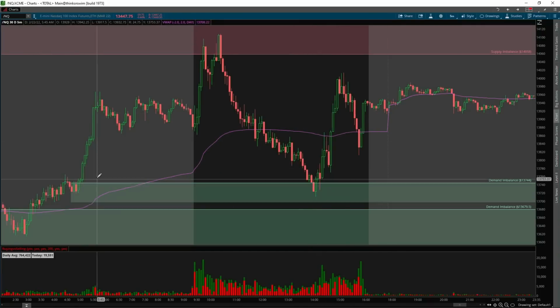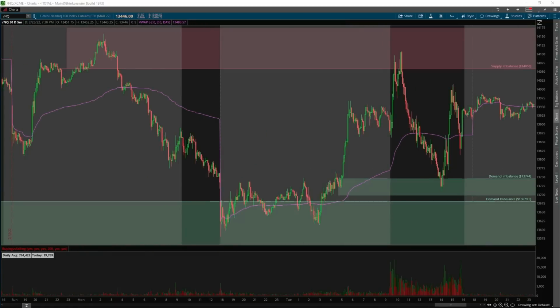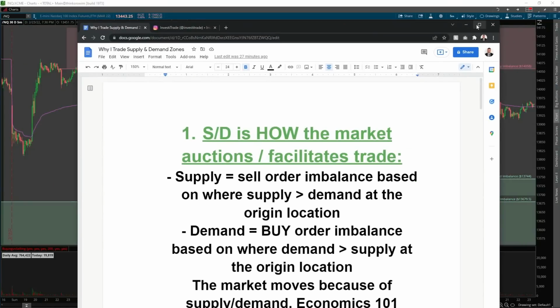This is different than a support zone or an area of support, because this is based off of an order imbalance. This is an area based on where demand exceeded supply at one origin point. So that's point number one. It's how the market auctions. It's how it facilitates trade.